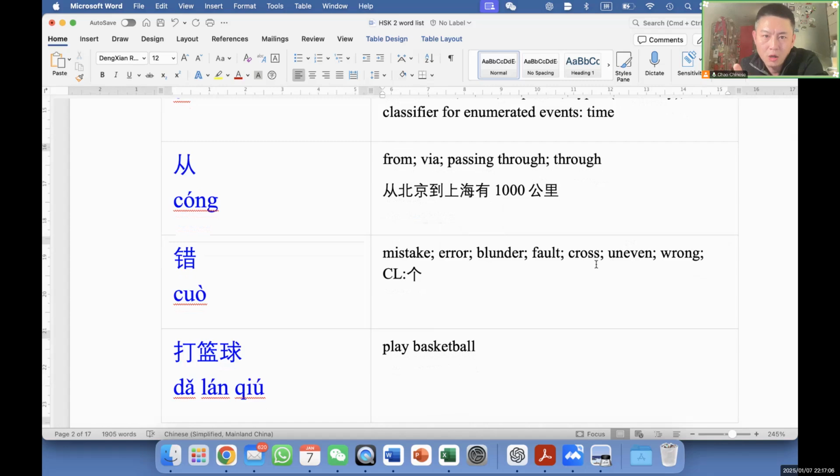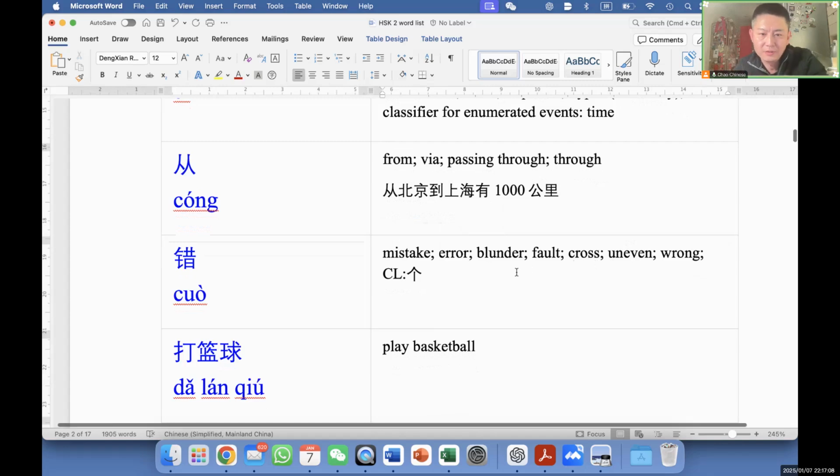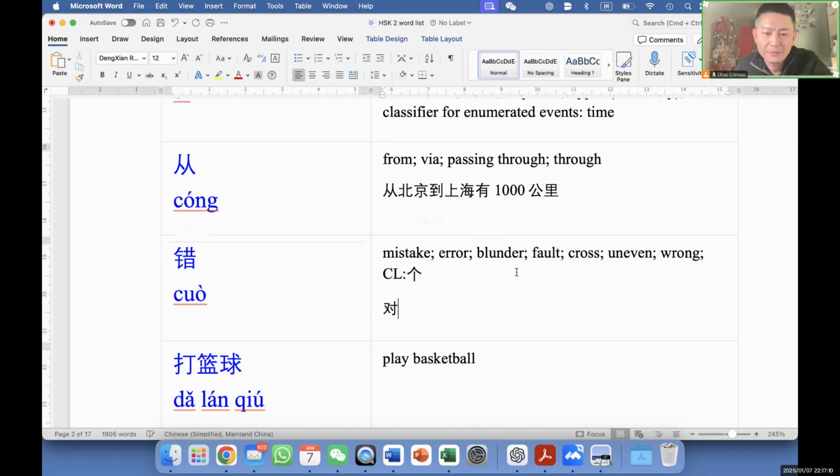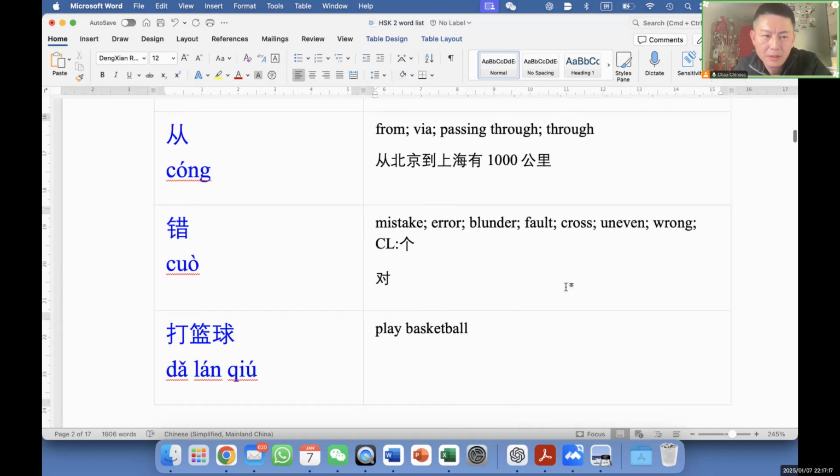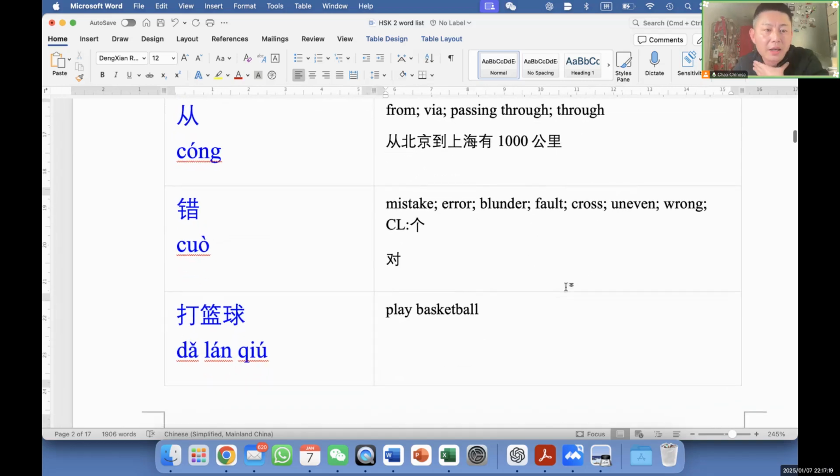错, wrong. The opposite of 对, or mistake, error, blunder, fault, yeah, no problem. And 错 can be used as an adjective as well. 我错了, like we're wrong, okay? 你错了, you're wrong.